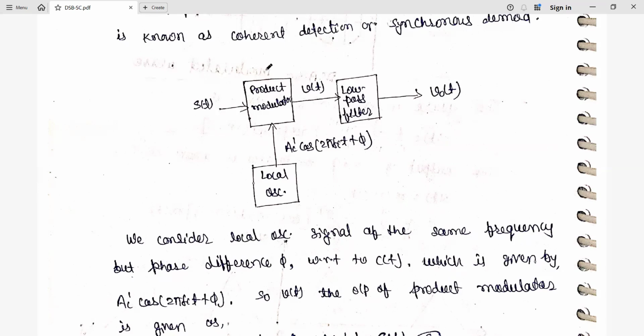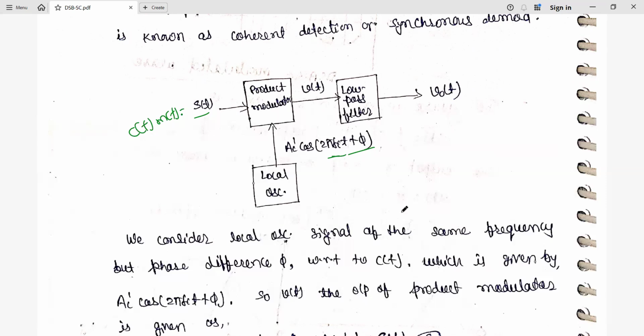So this is the block diagram of this DSB-SC coherent demodulator. We are going to use a product modulator followed by a low pass filter. S of t is c of t into m of t, which is given as the input to the product modulator, and we have a local oscillator that has the same frequency, only the phase is changed. So A_c' cos(2 pi f_c t + phi). If you take the same phase, we'll see in the derivation what type of problem we are going to get. So frequency, at least, must match. Phase can be different. That's why the carrier signal is taken as A_c' cos(2 pi f_c t + phi).